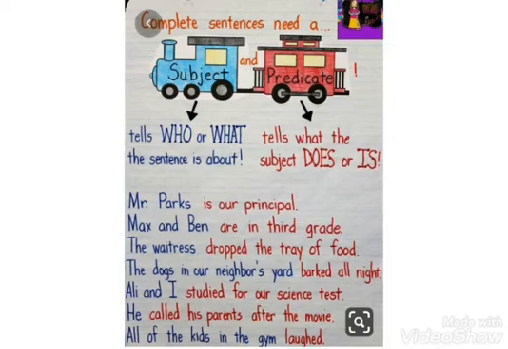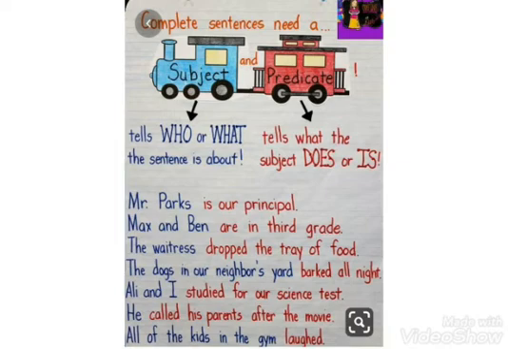The waitress dropped the tray of food. Who dropped the tray of food? The waitress, the subject. What did the waitress do? Dropped the tray of food, the predicate. The dogs in our neighbor's yard barked all night. What did the dogs in our neighbor's yard do? Barked all night, predicate. The dogs in our neighbor's yard, subject.